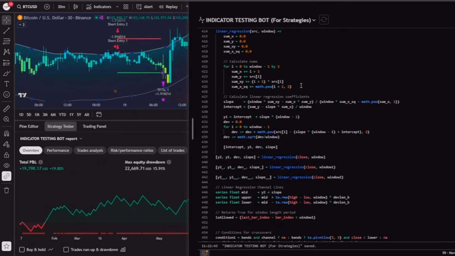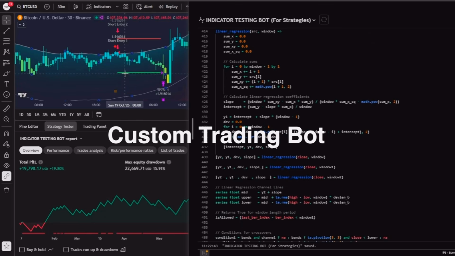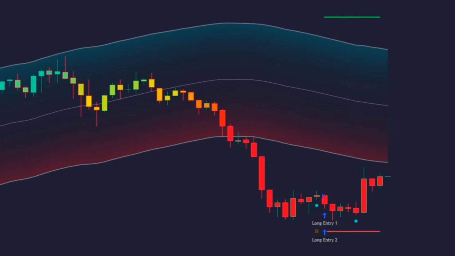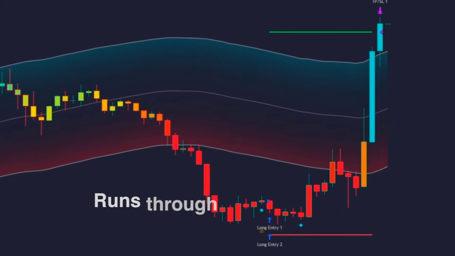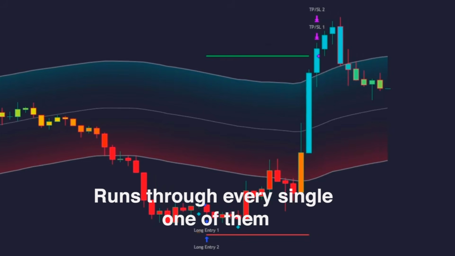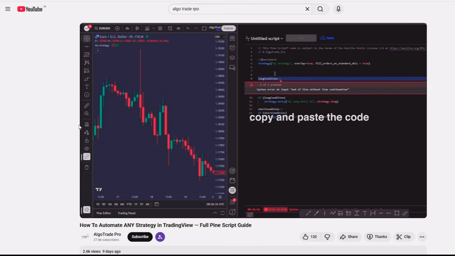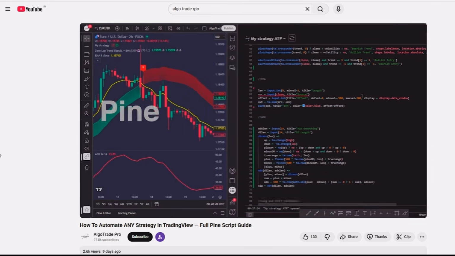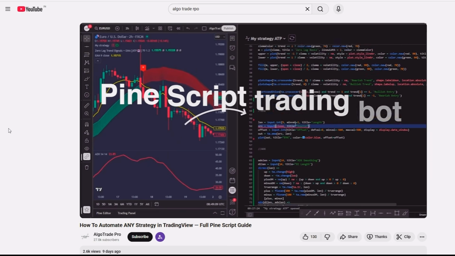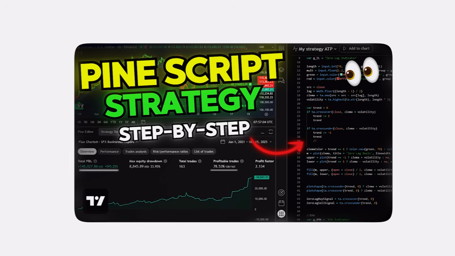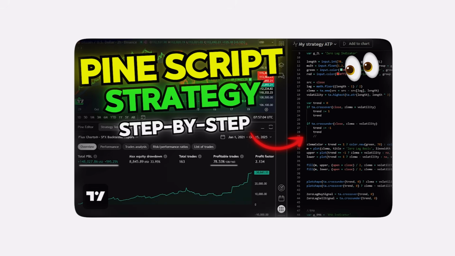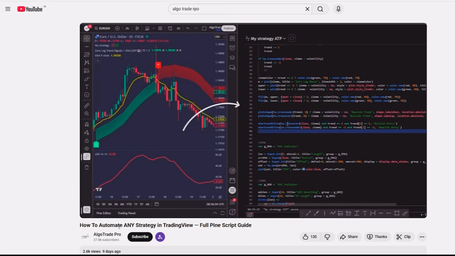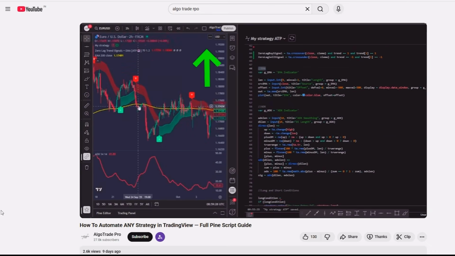And for that, we are going to build together a custom trading bot that automates all the reversal signals given by this indicator and runs through every single one of them. To do this, I will be using the same framework I shared in my video about building a PineScript trading bot. If you haven't seen that tutorial yet, it's already on the channel, and it walks you step by step through the coding process on PineScript, easy and simple.